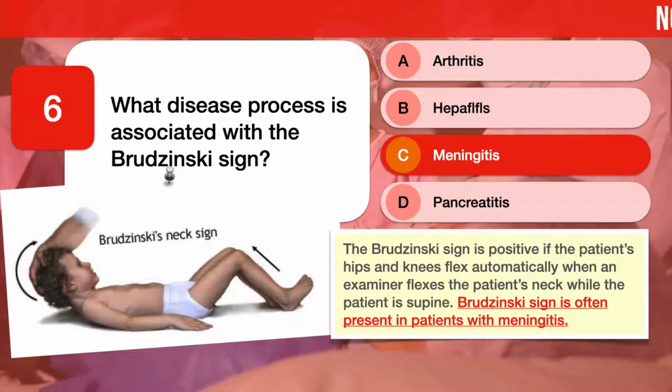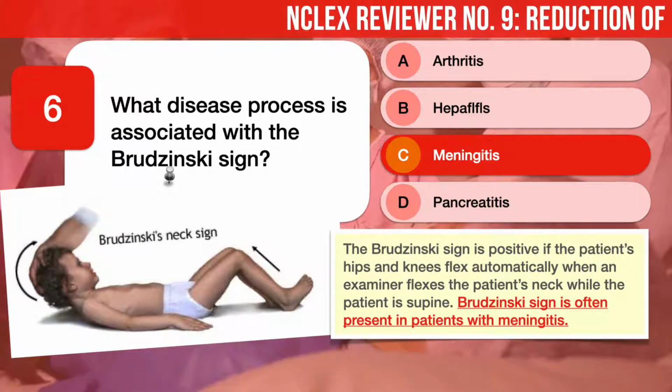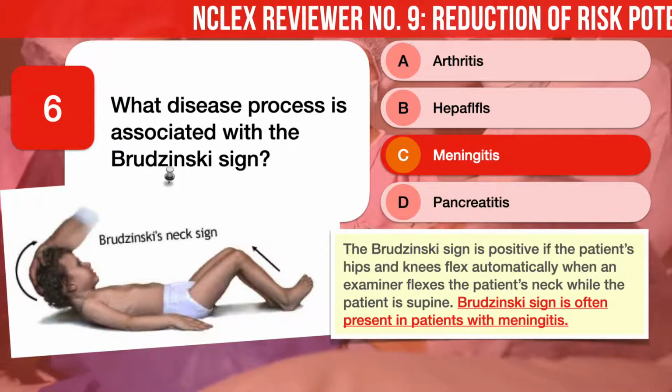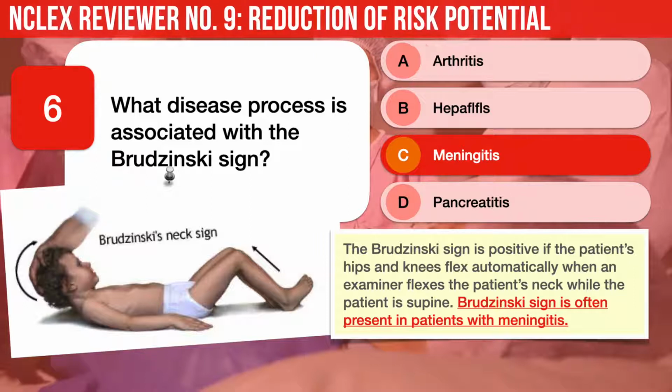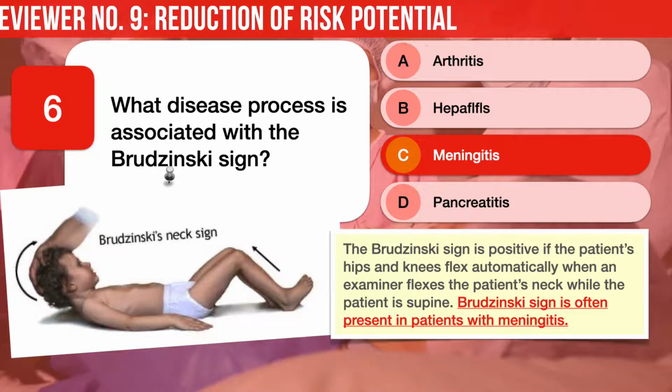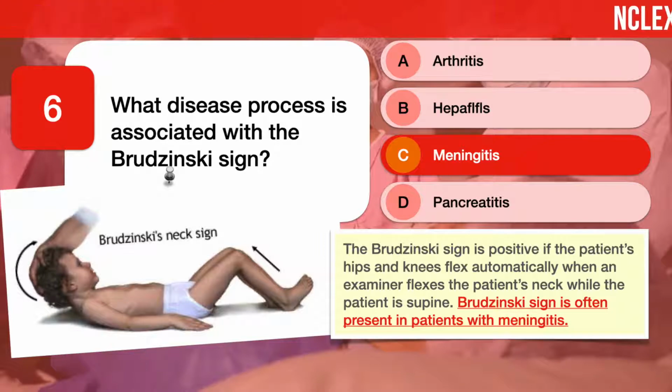The correct answer is C. Brudzinski sign is often present in patients with meningitis. The Brudzinski sign is positive if the patient's hips and knees flex automatically when an examiner flexes the patient's neck while the patient is supine. If meningitis is suspected, implement droplet precautions and place in a private room. Do not cohort these patients.